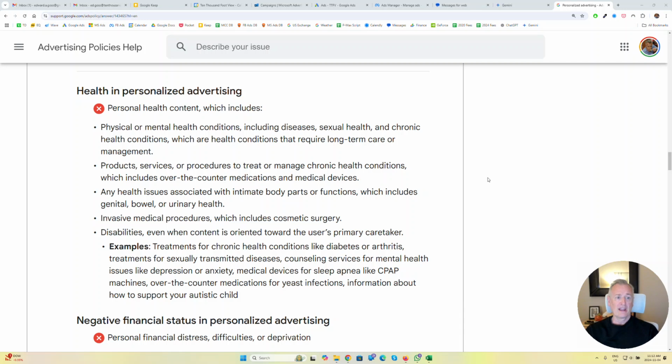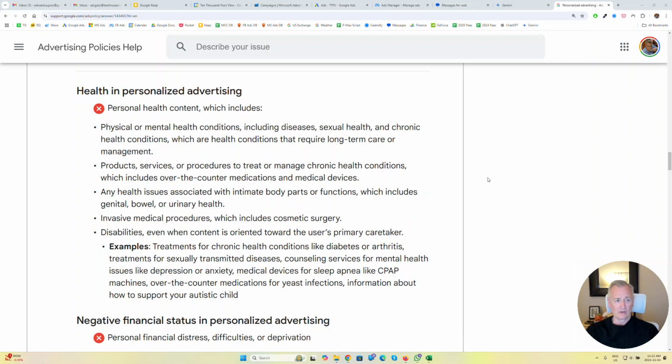Okay, so today I'm going to be talking about a Google Ads policy called Health in Personalized Advertising. There is a lot of confusion over this. I'll go through those. I'll describe what it actually is and how it actually works.